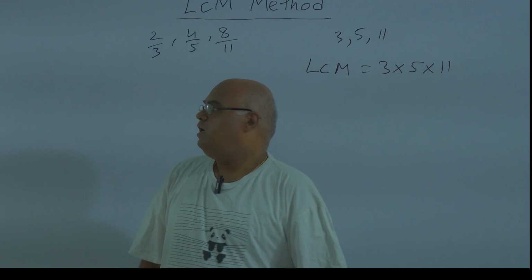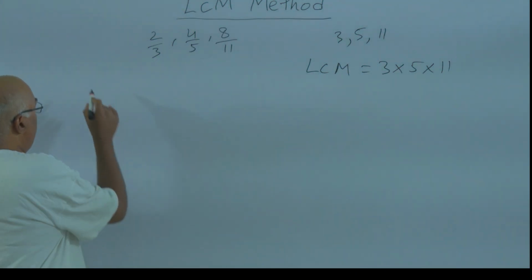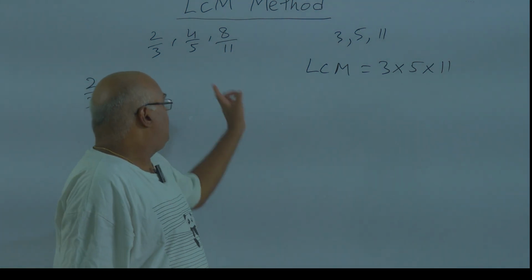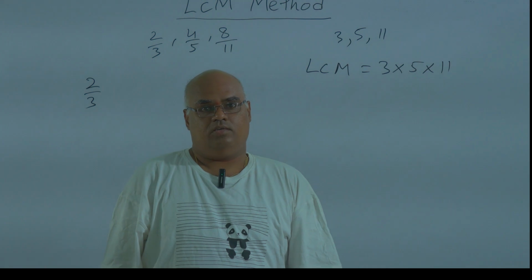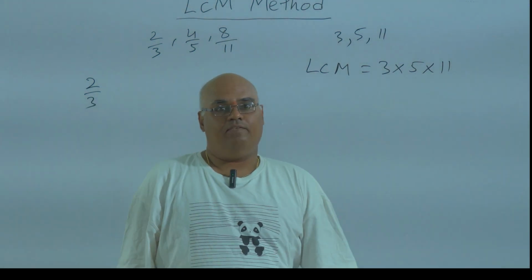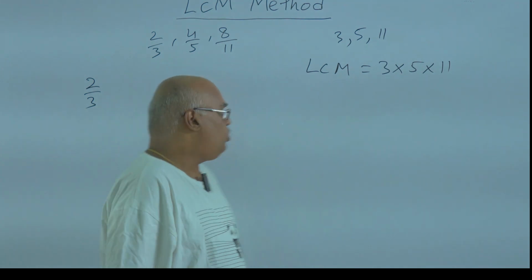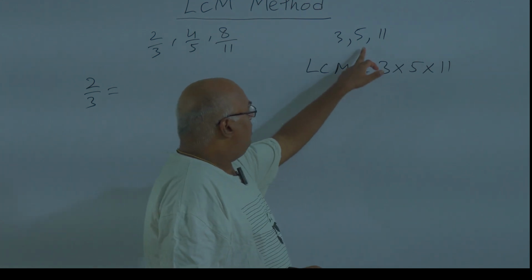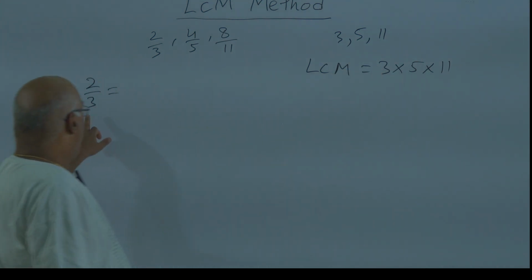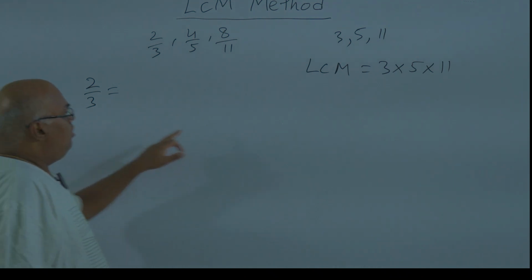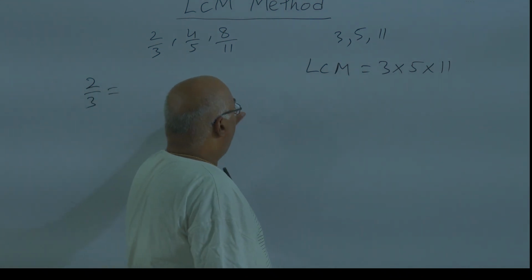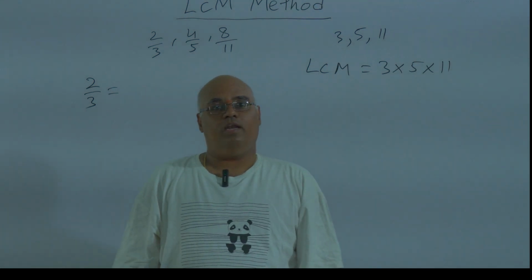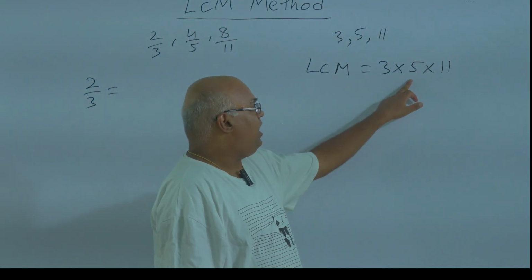Now I will take the first fraction, 2 by 3. I will convert all these three fractions into like fractions. At the moment, these three fractions are unlike fractions. To do that, see in these three numbers 3, 5 and 11, 3 is already present in 2 by 3. So you leave 3, and multiply the numerator and denominator of the first fraction 2 by 3 with 5 and 11.